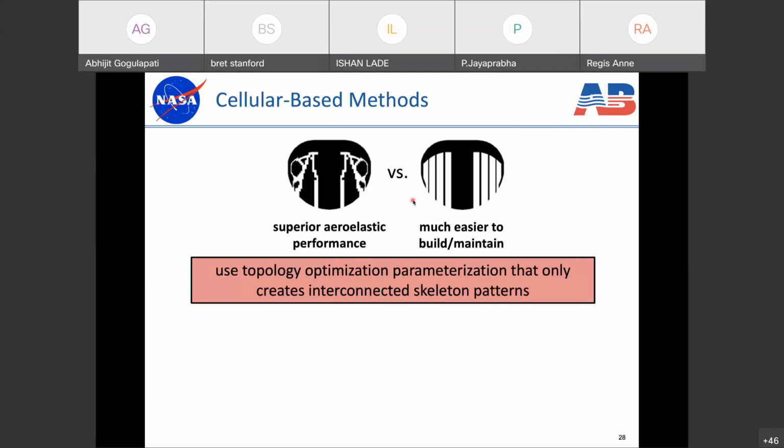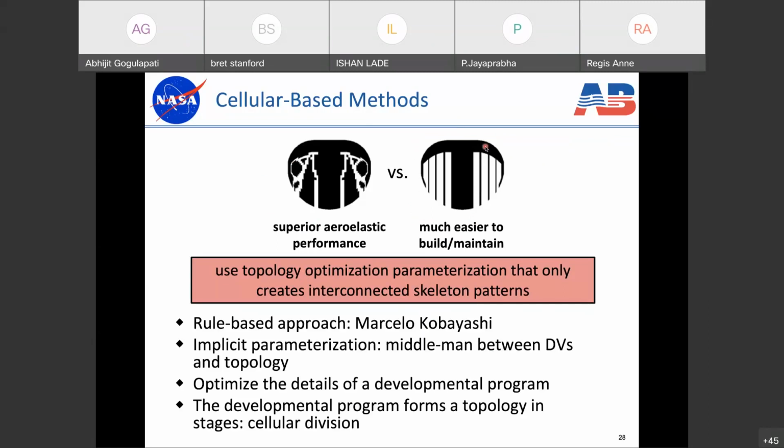So what we wanted to do, not for fixed wing vehicles, but for flapping wing vehicles, was look at topology optimization parameterizations that only created interconnected skeletal patterns, that only dealt with topologies that looked like this, an interconnected monolithic topology of structure. The way that we do this is we use this cellular-based method, which I already alluded to earlier in the presentation. This is work by Marcelo Kobayashi, a professor at the University of Hawaii. His approach is a rule-based approach, and furthermore, it's an implicit topological parameterization.